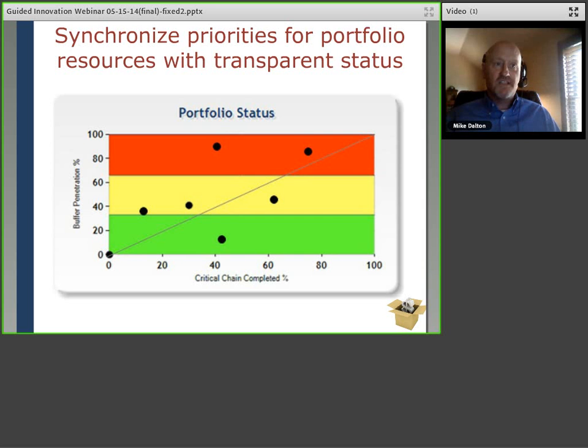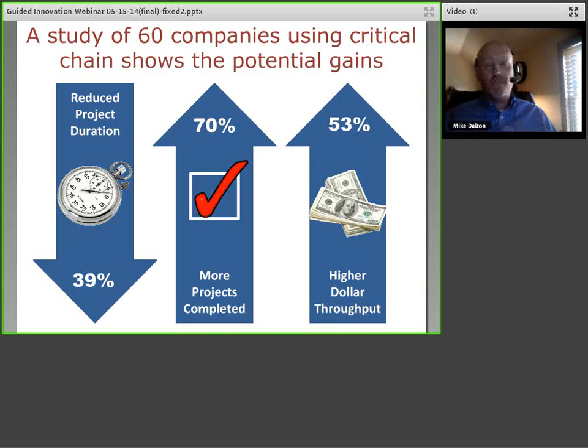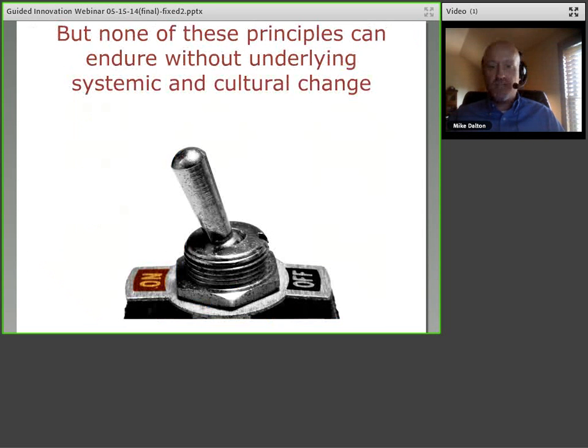Right? And a final comment on critical chain. There was a recent study by Kendall and Austin that found the really positive impact that critical chain has had. I think you can see it here. Dramatically reduced project durations, more projects completed, higher dollar throughput. And this was a study including some pretty big companies like Boeing, Siemens, Tata Steel, Ericsson, P&G, ABB, and Rio Tinto Alcan. So they really have seen great results with critical chain.